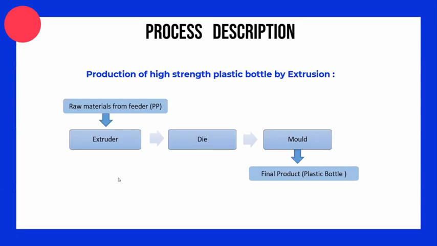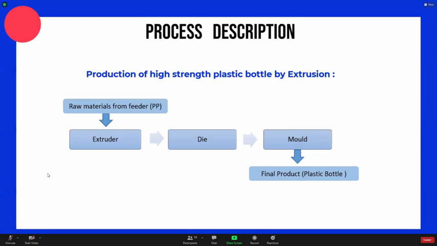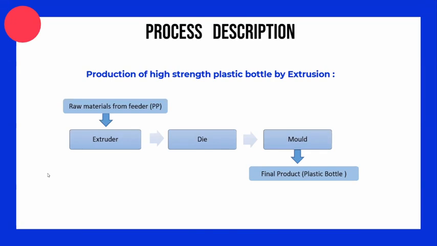Today I'll cover the production process of high strength plastic bottles. The total production process is divided into several stages. The journey starts from the extruder and ends in the mold via the die.